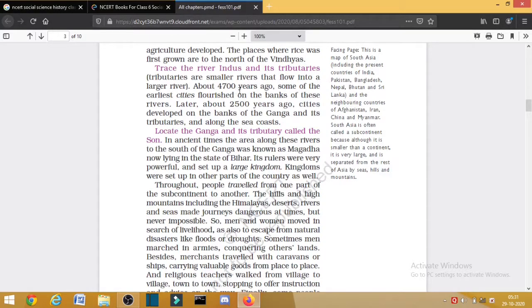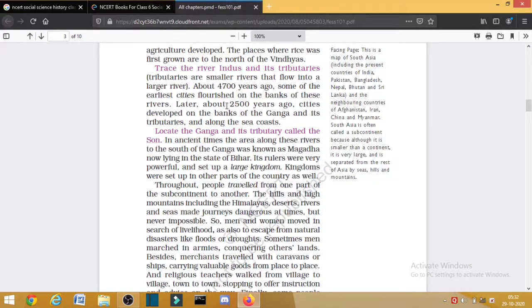About 4,700 years ago, some of the earliest cities flourished on the banks of these rivers. So, this is the story of 4,700 years ago. Some of the earliest cities, like Magadha, okay? These were spread on the banks of the Indus river and its tributaries.